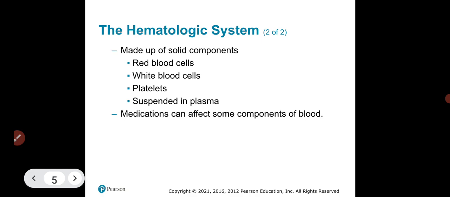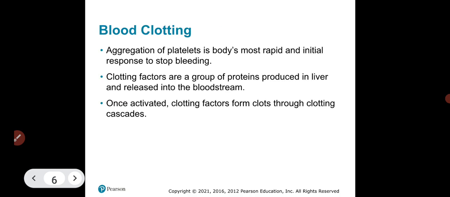Made up of solid components, red blood cells, white blood cells, platelets, and they are suspended in plasma. Medications can affect some components of blood. So blood clotting. Aggregation of platelets is the body's most rapid and initial response to stop bleeding. Clotting factors are a group of proteins produced in the liver and released into the bloodstream. Once activated, clotting factors form clots through clotting cascades.